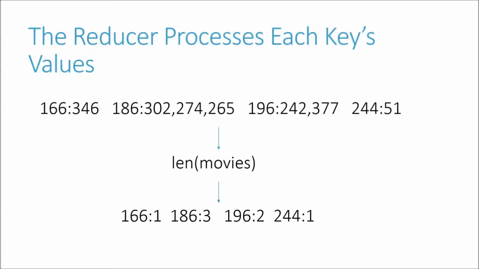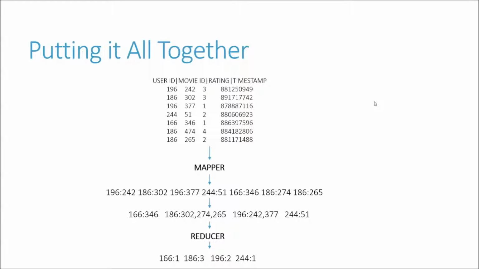So in our example, if we just want to count up how many movies each user watched, we can imagine there's some function called length of the vector of movies that gets passed in, and that's all our reducer would do. So the output of our reducer for each key would be the user ID, 166, just flows through, and then the count of the number of movies that came in. So user ID 166 only watched one movie, 186 watched three movies, 196 watched two movies, and 244 watched one movie. And that is a real example of MapReduce. It is that simple.